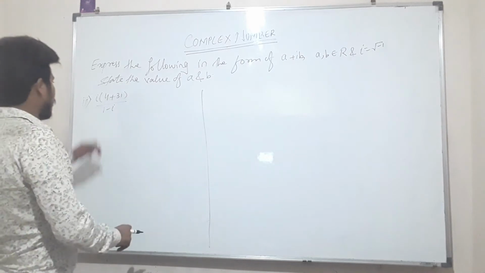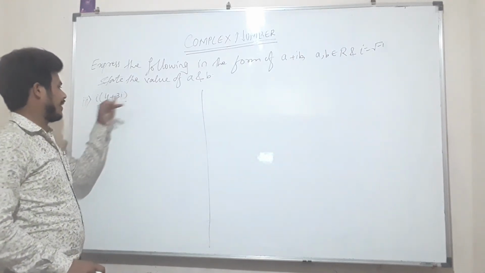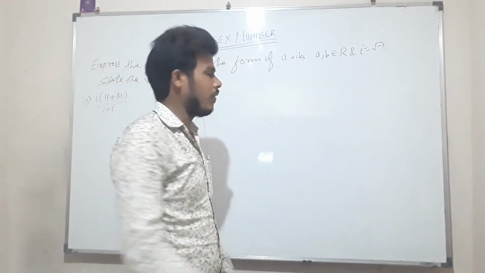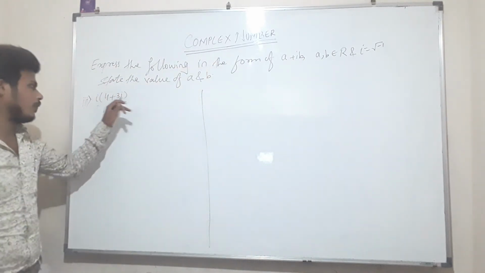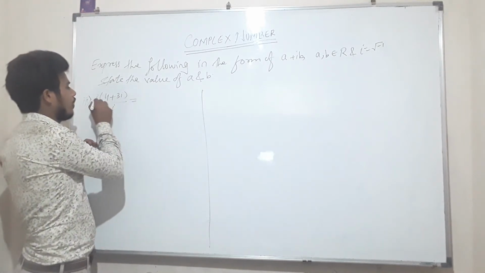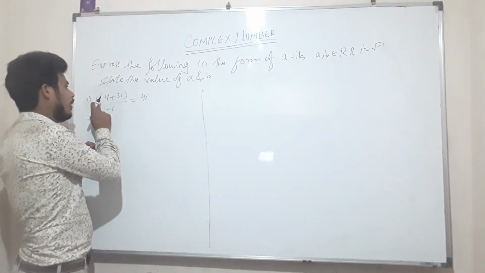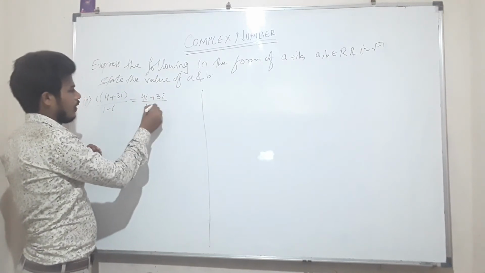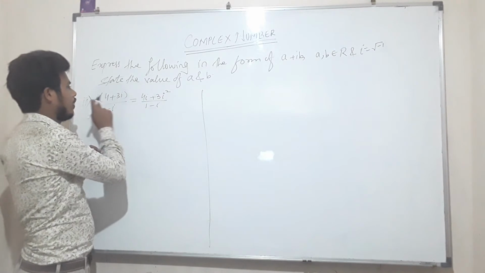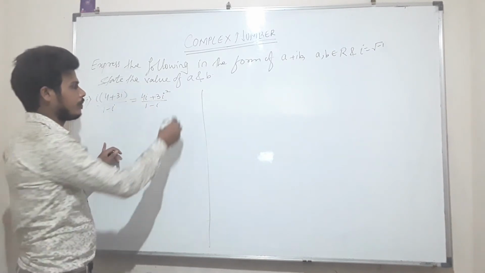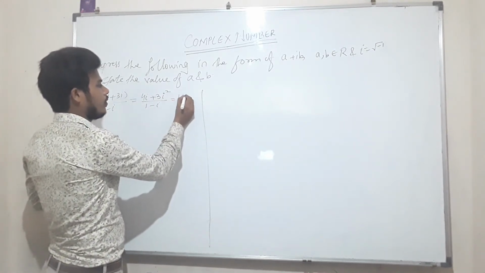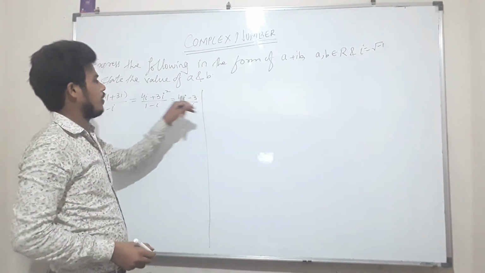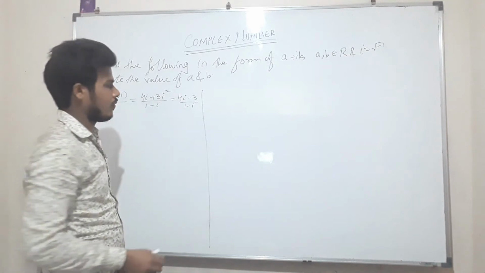Now next question is i into (4 plus 3i) upon (1 minus i). So first we will simplify this question. So i into (4 plus 3i) is equal to i into 4, that is 4i, and i into 3i is 3i square, upon 1 minus i. So it will be (4i minus 3) upon (1 minus i). Why is it minus 3? Since i square is equal to minus 1.